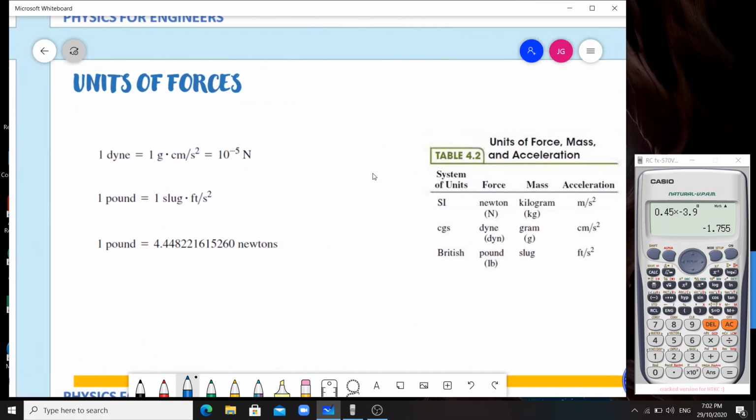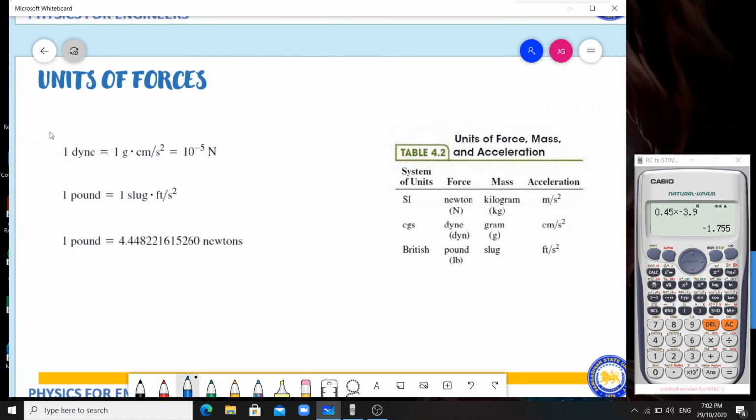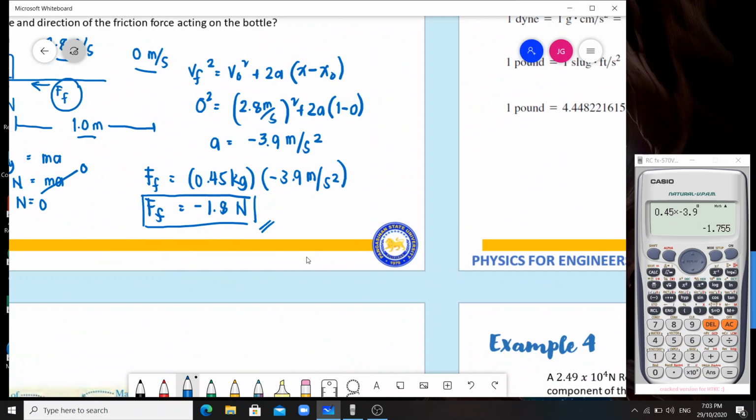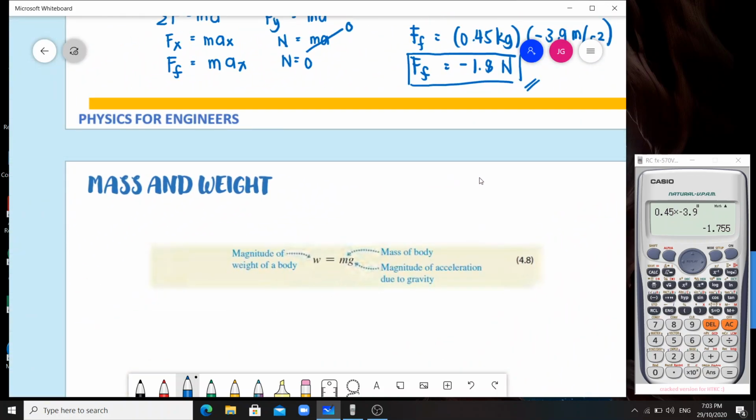So, yan, units of forces. Meron tayong 1 dyne na unit, 1 gram centimeter per second squared, which is equivalent also to 10 raised to negative 5 Newton. 1 pound force is equivalent to 1 slug feet per second squared. And it is also equivalent to 4.45 Newtons, okay? And then, meron tayong system of units. Pag SI, ang force natin is in Newton. Ayan. Pag CGS, in dyne. Pag British is pound. Pound force, okay? So, that's it. Let's proceed to mass and weight.